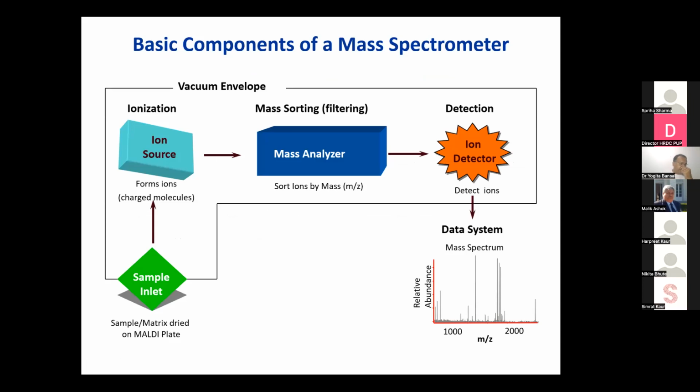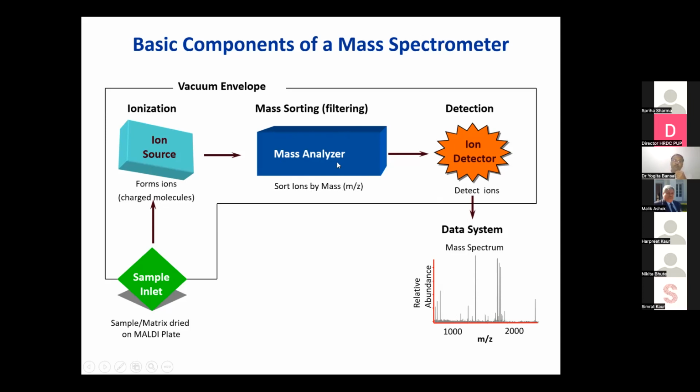So the basic components of a mass spectrometer are listed here. The first is the ion source, where the ionization takes place, and the second component is the mass analyzer, where the ions are sorted according to their mass. We can say it's a filtering device. They are sorted on the basis of their mass to charge ratio, and then individual ions reach the ion detector where those ions are detected, and then it is fed to the data system to give you the mass spectrum.